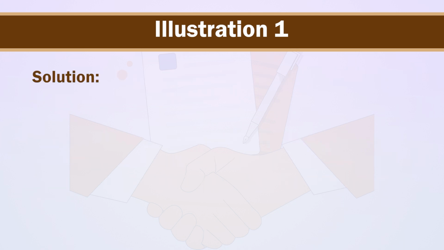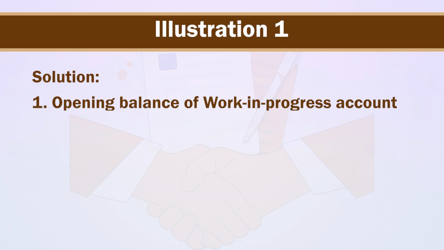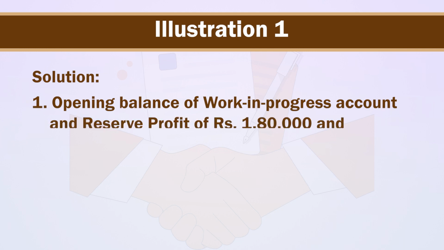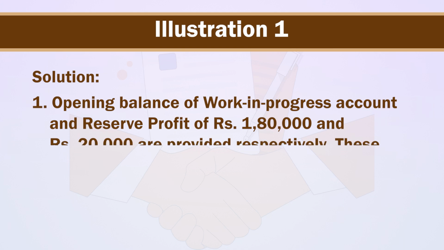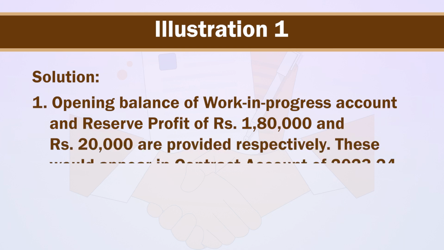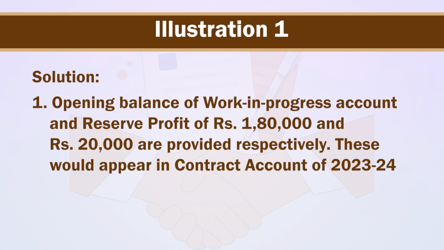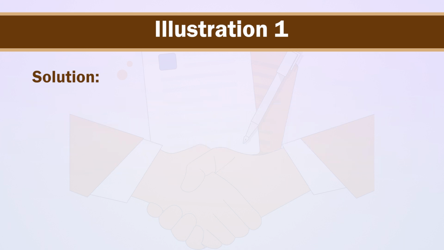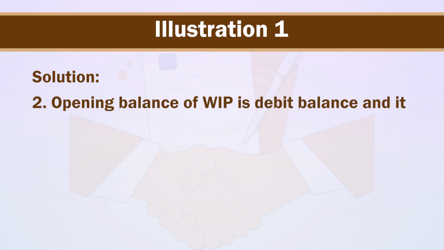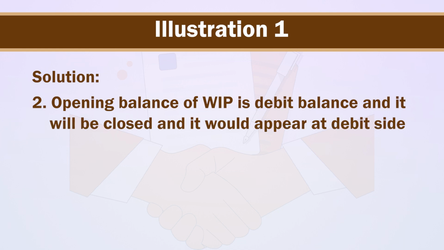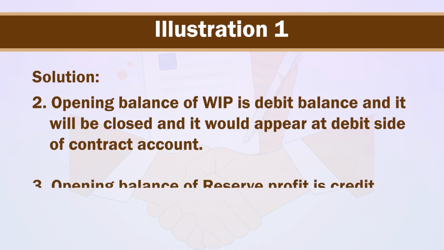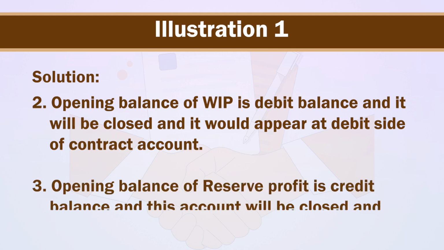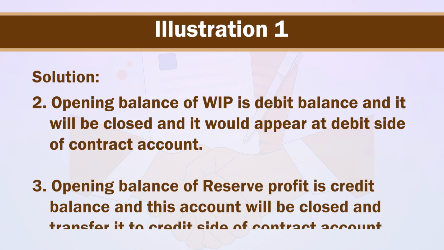Let's prepare the solution. First, understand the opening balance of work in progress account and reserve profit, rupees 1,80,000 and rupees 20,000 are provided respectively. These would appear in contract account of 2023-24. Second, opening balance of work in progress is a debit balance and it will be closed and it would appear at the debit side of contract account. Third, opening balance of reserve profit is a credit balance and this account will be closed and transferred to the credit side of contract account.